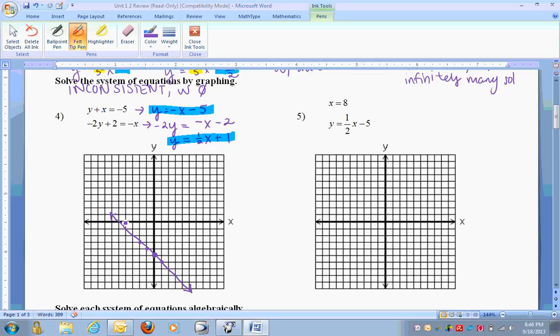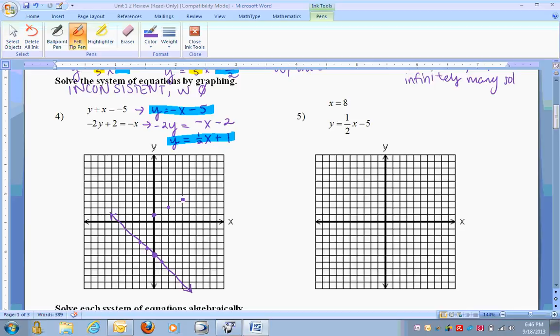Okay, so there's the first equation. And then the second equation has a y-intercept of 1 and a slope of 1/2. So I'm going to go over 1, down 2. Oh, I'm sorry. I'm going to rise 1, go over 2. I apologize.